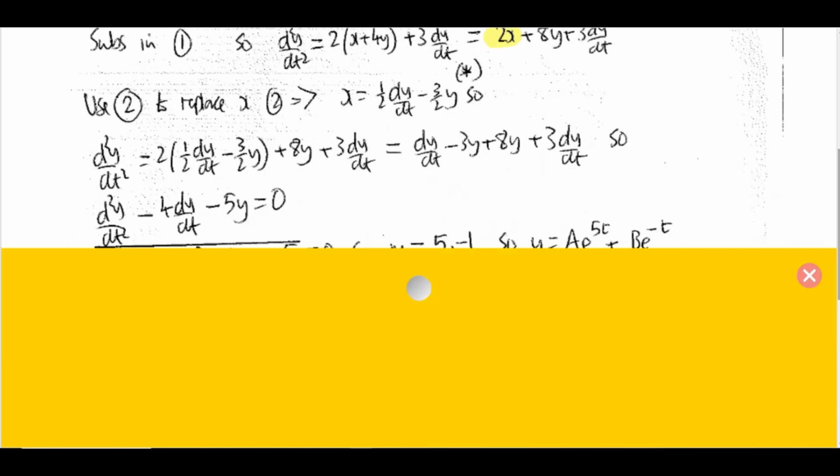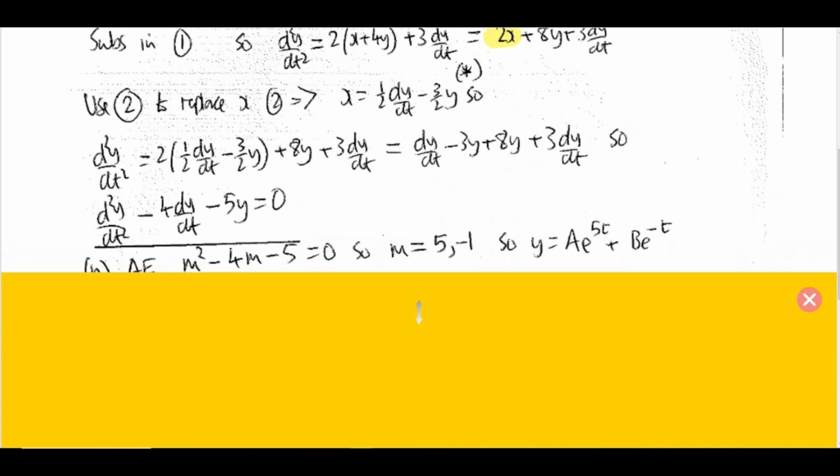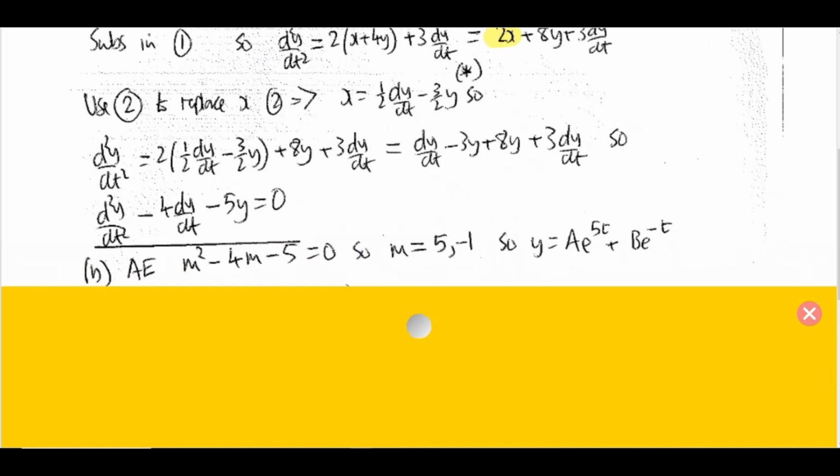Well, I now have this second order differential equation linking y and t, which I can solve using further maths methods to get the general solution for y in terms of t. Now, second order differential equation, a number times d2y by dt squared plus a number times dy by dt plus a number is 0. This is solved by writing down the auxiliary equation, which is going to be m squared minus 4m minus 5 is 0.